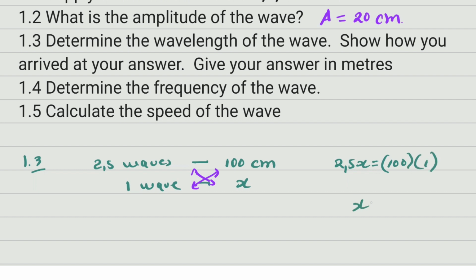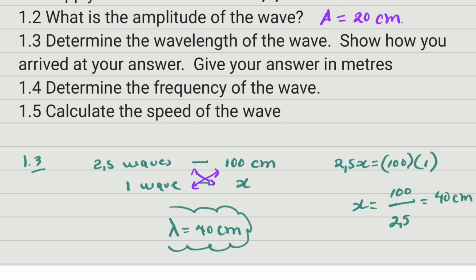And x will be equal to 100 divided by 2.5, and the answer is 40. So it means that the wavelength, we're going to write it with the correct symbol, is equal to 40 centimeters. I hope you understand. If you didn't, please rewind the video in that part so you understand what I have just done here.